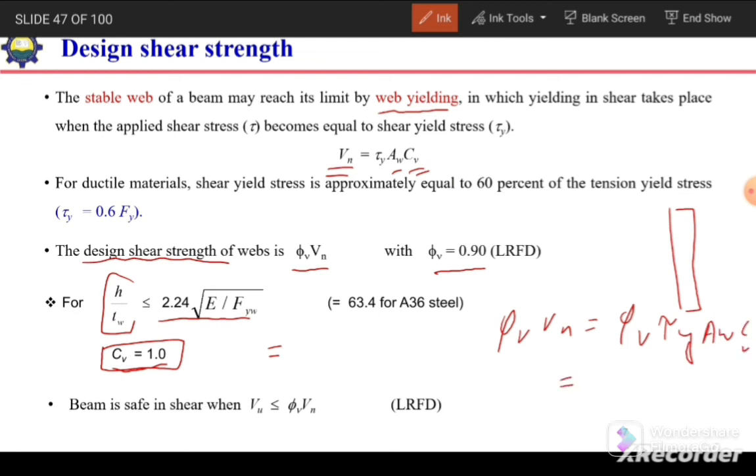And in case of compact section, we can write that phi v times 0.6 Fy times area of web should be greater than Vu, the applied load. If this design strength is more than the applied shear, then our section will be safe against the applied shear. Otherwise, if this design shear strength is less than Vu, meaning the applied shear force, then our section will be unsafe.